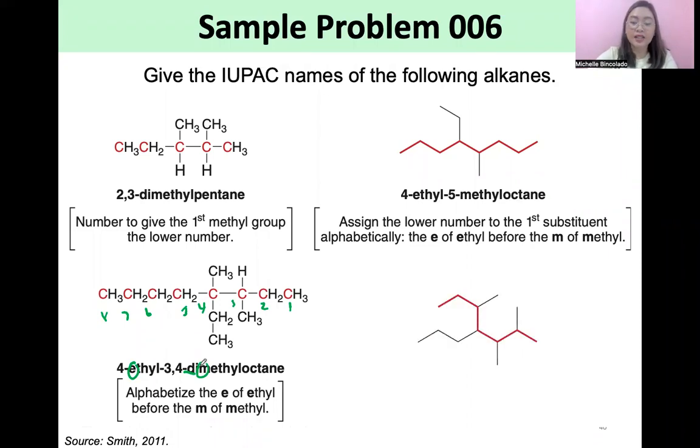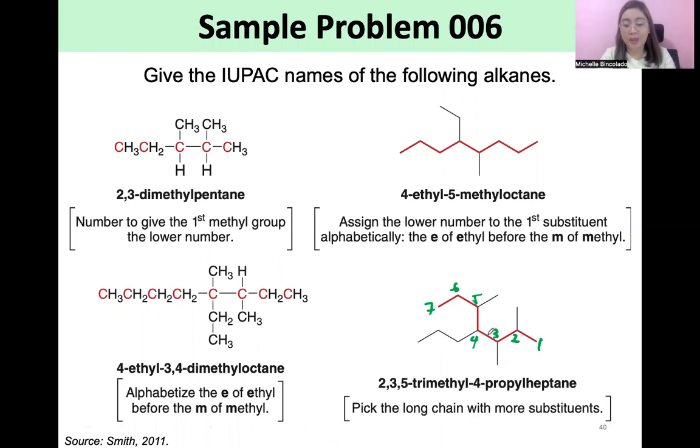Okay, last guys. So guys, let's count yung kanyang number of carbons sa parent chain. So this is 1, 2, 3, 4, 5, 6, 7. So this is heptane. We have methyls of carbon 2, 3, and 5. So 2, 3, 5, trimethyl. Okay, meron pa pala tayong propyl, guys. 4-propyl heptane. Ayan. So sabi nga dito, pick the long chain with more substituents.